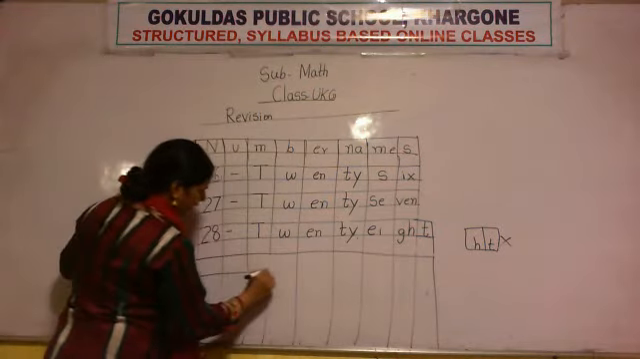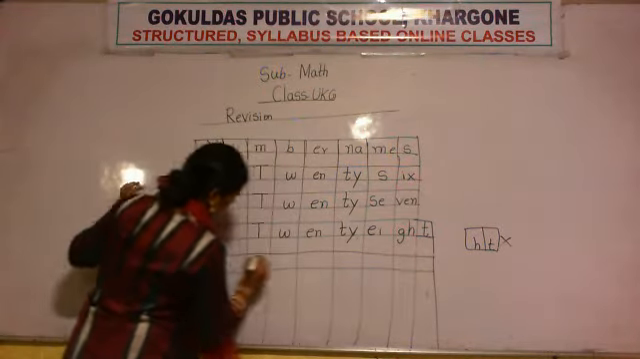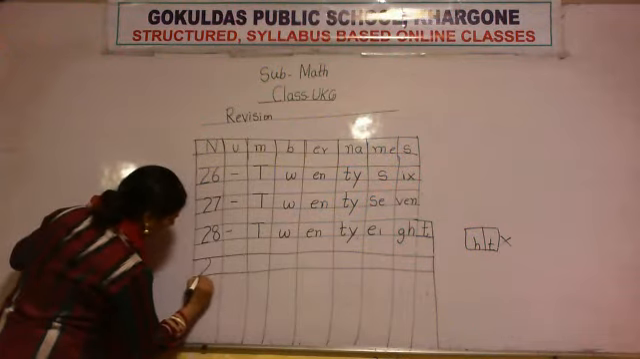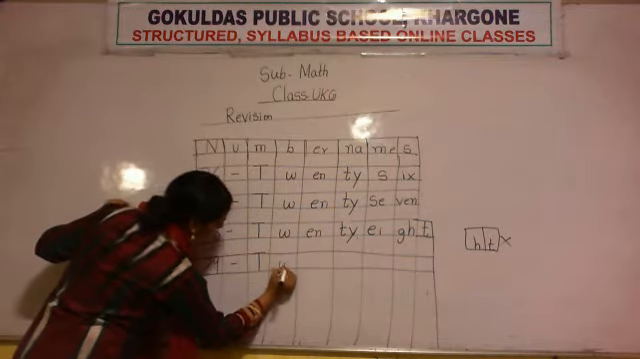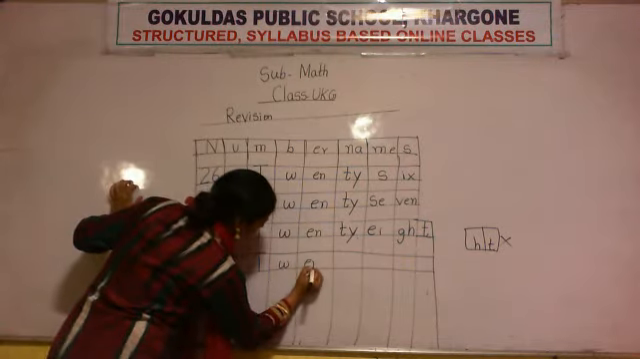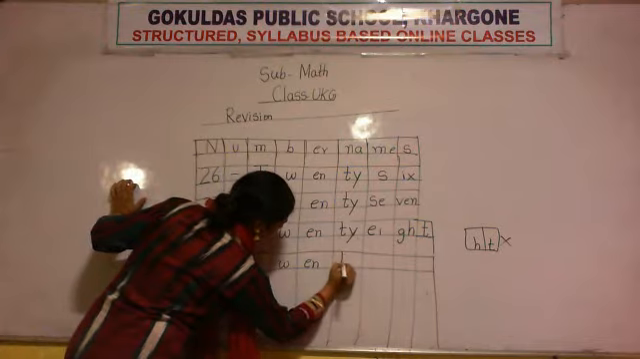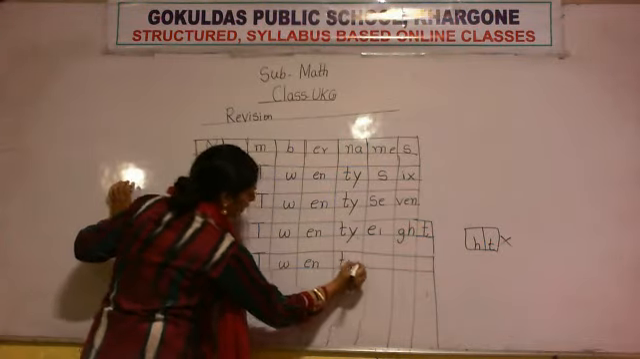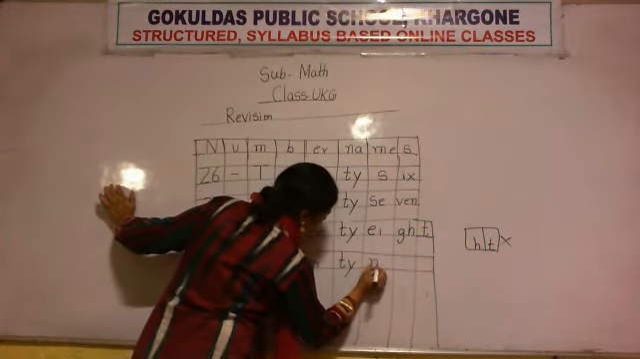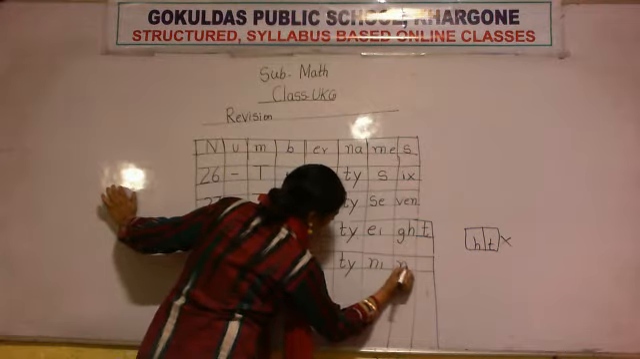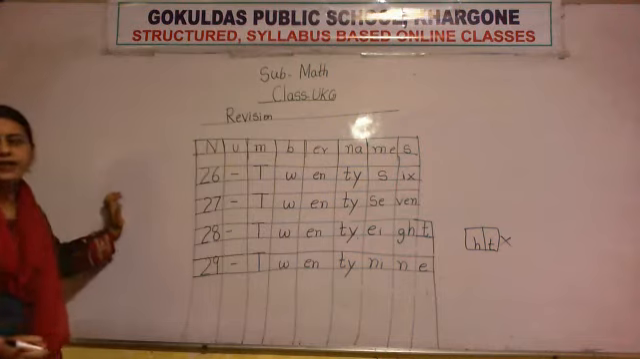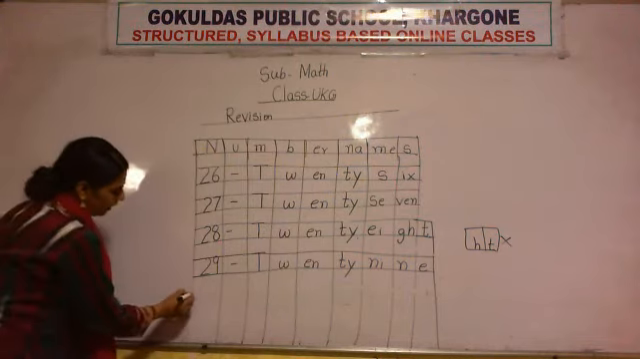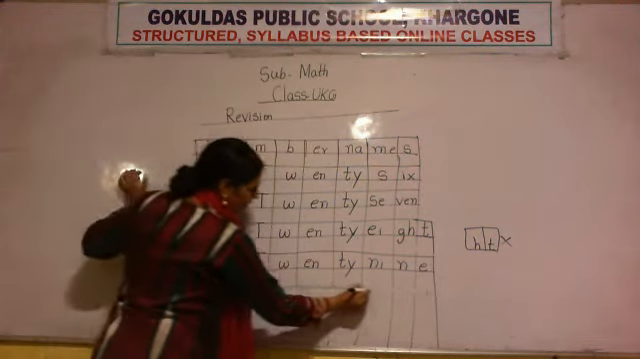Now I am going to write the spelling of 29. 2, 9, 29. T W E N T Y, 20, and the spelling of 9. N I N E, 9. Okay, spelling of 29. Now again give one column gap here.